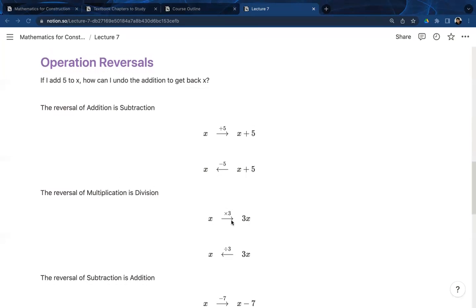Same thing with multiplication. If I have a number and I multiply by 3 to get 3x, how could I undo that? Undoing is not taking away 3. Undoing is dividing by 3, okay? So if I have 3x and I want to get back x, I just need to divide by 3.